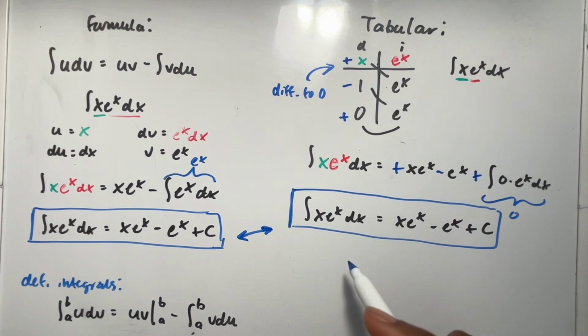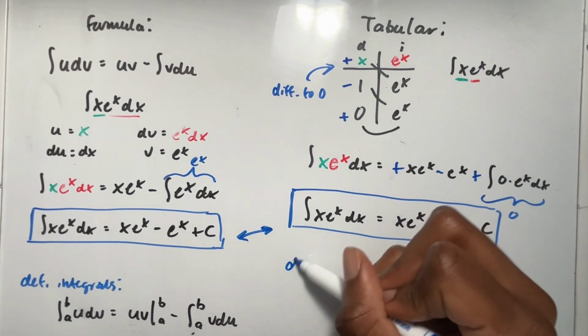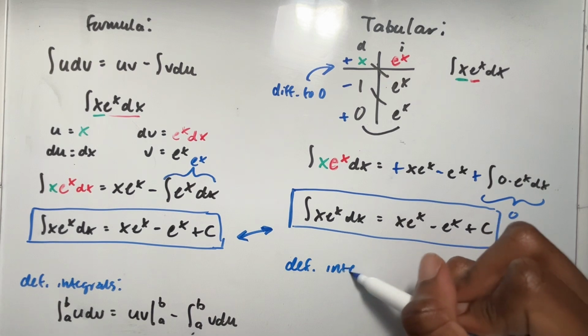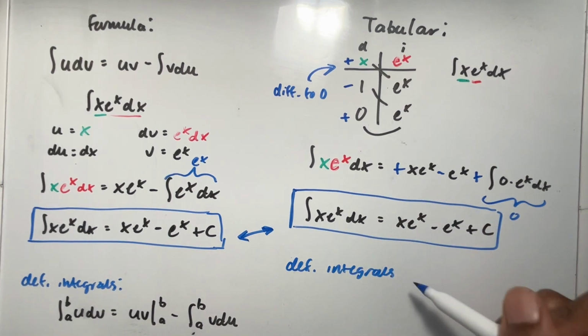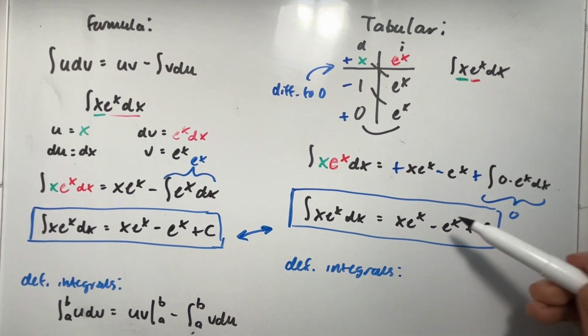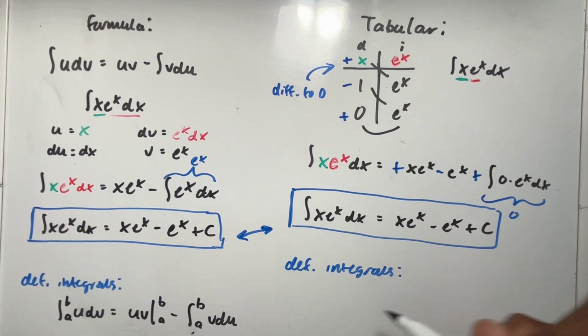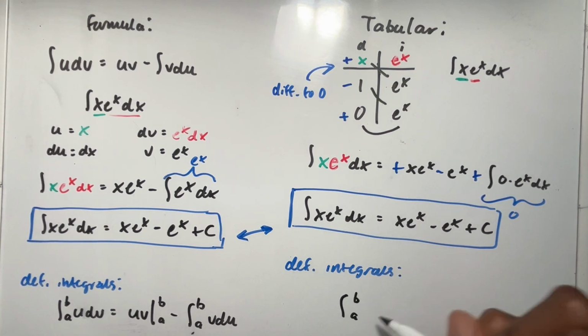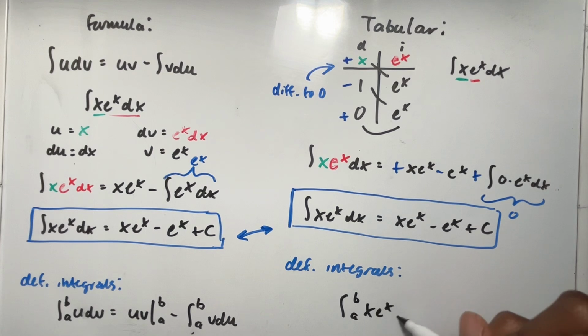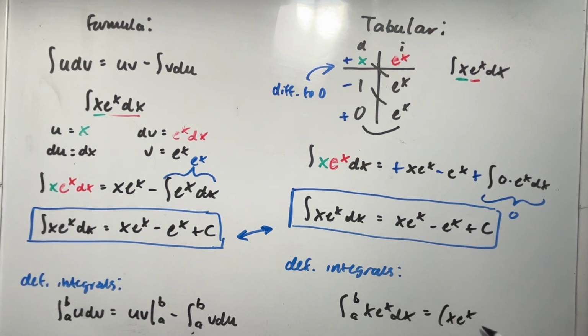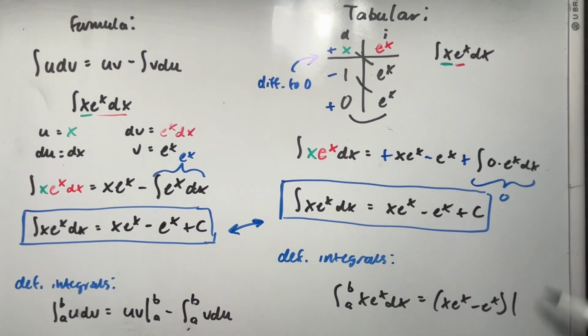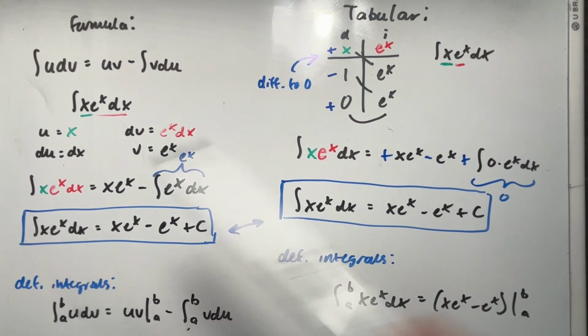And if you're doing definite integrals right here, then you would just take your answer and you would evaluate it from a to b. So you would take your answer, x e to the x minus e to the x, and again, you would just evaluate that from a to b. So that's how you would do integration by parts, using the formula and the tabular method.